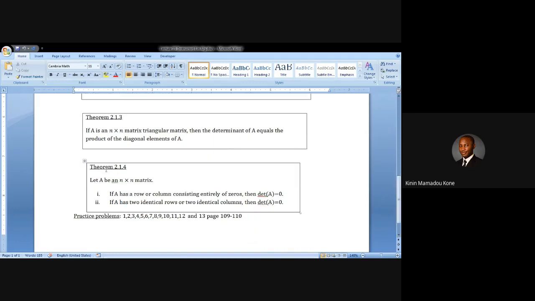Now, theorem 2.14. Let A be an n by n matrix. If A has a row or column consisting entirely of zeros, then the determinant of A is equal to 0. If A has two identical rows or two identical columns, then the determinant of A is also equal to 0. Okay, let's see examples of that.